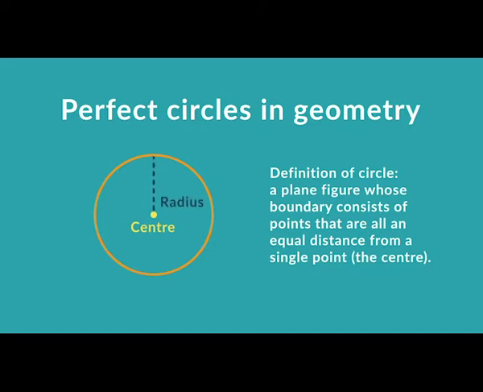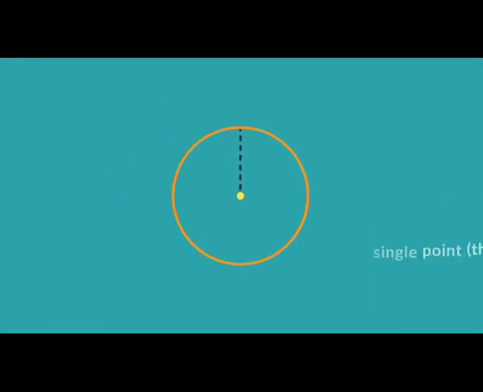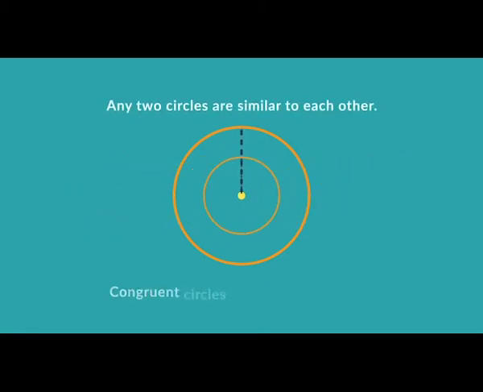To construct a circle, the only piece of information you need to draw it is the radius, which you can set on a pair of compasses to the required length. Unlike other two-dimensional figures, we only need to know the radius to be able to show that two circles are exactly the same, or congruent. The shape is always the same.